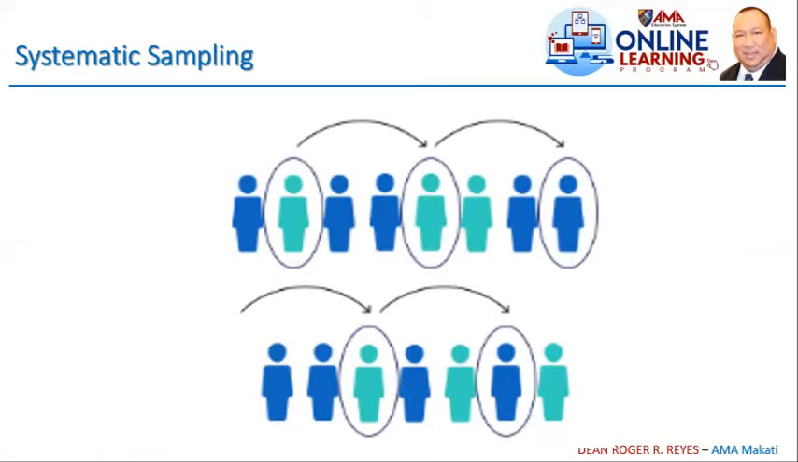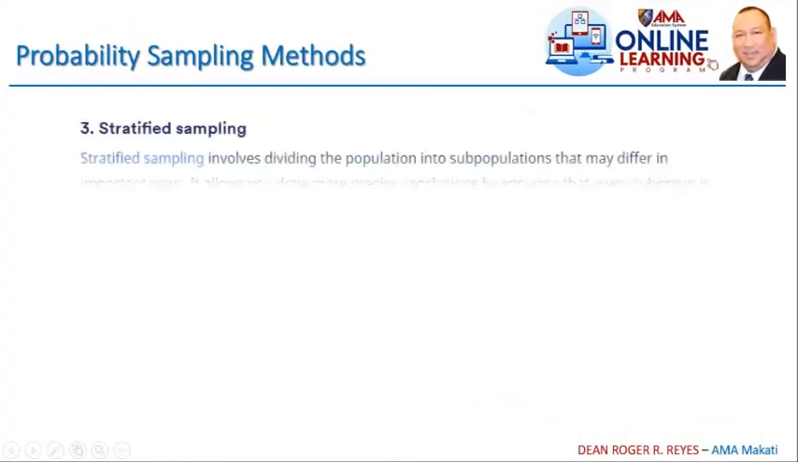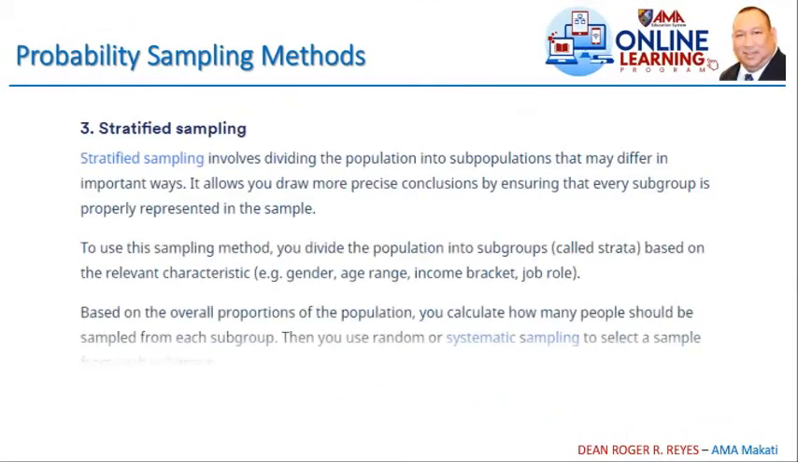Again, ginagamit ito sa quantitative research method. Narinig niyo ito, I'm sure. Actually, napag-aralan nyo nito sa inyong statistics. Stratified sampling. Ano naman stratified? It involves dividing the population into subpopulations that may differ in important ways. It allows you to draw more precise conclusion by ensuring that every subgroup is properly represented in the sample. So to use this sampling method, you divide the population into subgroups called strata based on relevant characteristics.